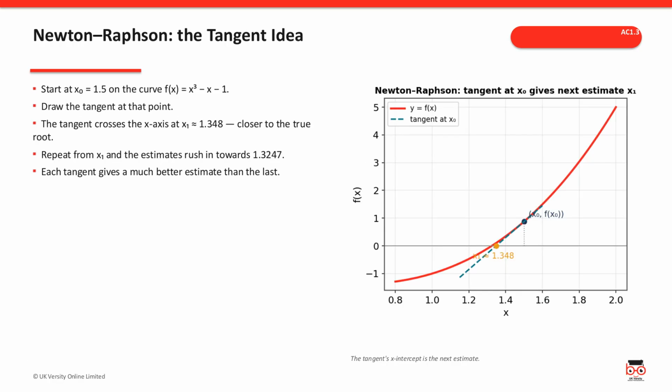Let's picture that tangent idea on our curve. f of x equals x cubed minus x minus 1. Start at x naught equals 1.5, sitting on the curve. Draw the tangent there and follow it down to where it cuts the x-axis, at about 1.348, already closer to the true root. Repeat from that point, and the estimates come rushing in towards 1.3247. Each tangent hands you a far better estimate than the one before.